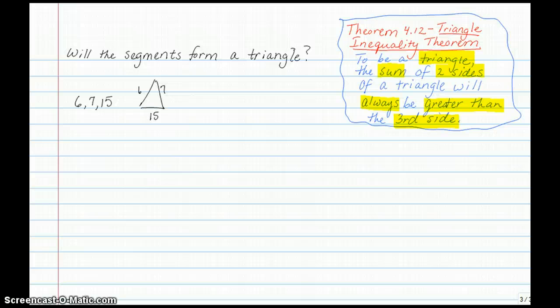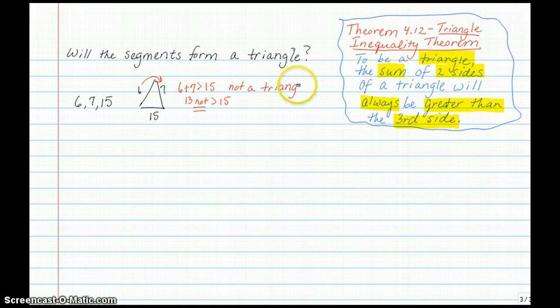Now, in the book, they'll just give you segment values. I think it's helpful to put them on a triangle. No, this is not to scale, because some of these will not form triangles, and here's what I do. 6 plus 7 has to be greater than 15. Well, it's not, because 6 plus 7 is 13, which is not greater than 15. So, right away, we can say this is not a triangle.